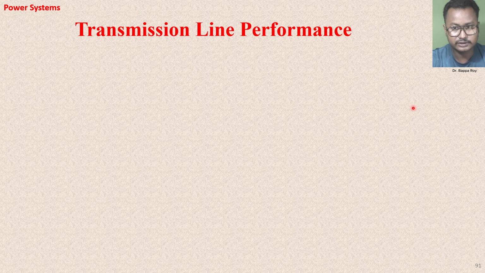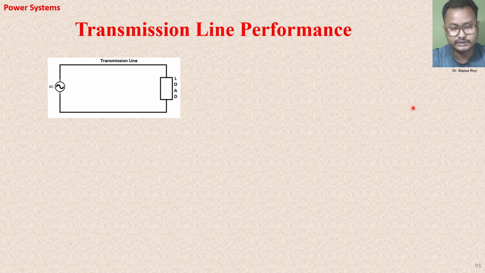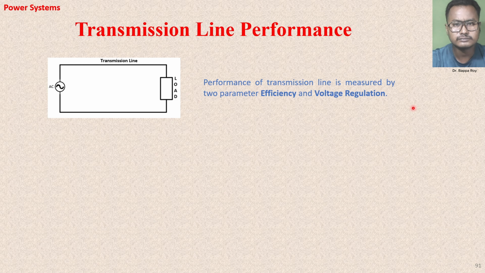So transmission line performance. As you can see, it's a simple transmission line where an AC source is connected and a load is connected, and between these two there are transmission lines. The source and load are connected through the transmission line. The performance of a transmission line is measured by two parameters. The first one is efficiency, and the second one is voltage regulation. These two, efficiency and voltage regulation, we need to calculate for transmission line performance.